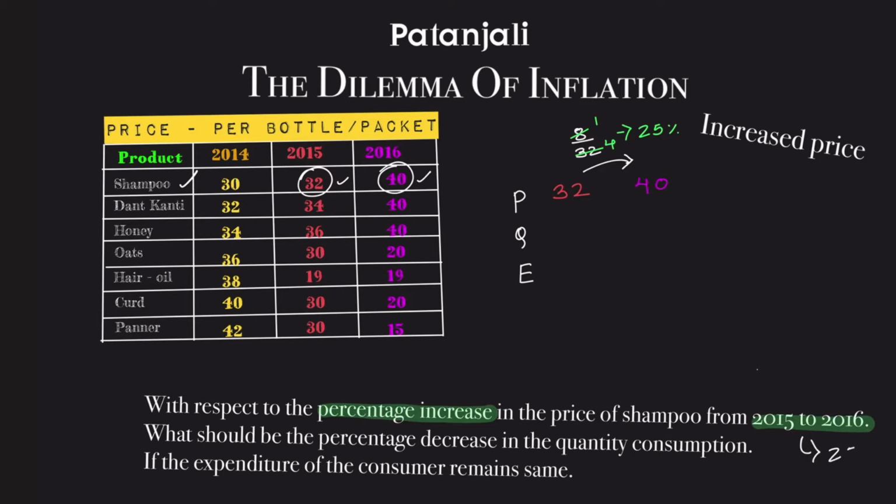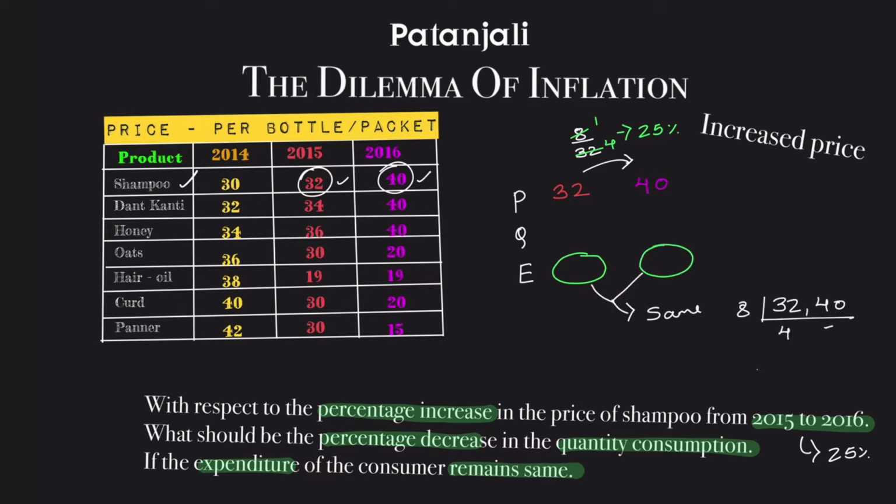What should be the percentage decrease in the quantity consumption so that the expenditure remains the same? What is the meaning of expenditure? It means my salary. So let's take the LCM of 32 and 40, and that comes out to be 160. So for this example, I am saying that my expenditure, my salary, is rupees 160 only. You can take anything. Take 100, take 200, take any number that is the same. Why am I taking 160? Because then the calculation will be easier.